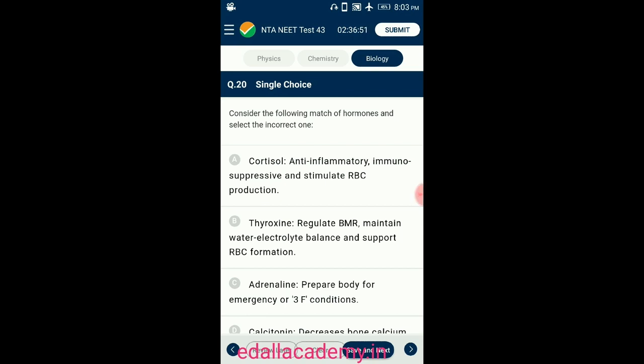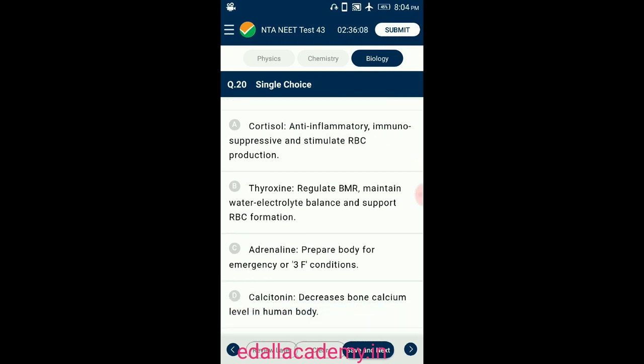Thyroxine regulates basal metabolic rate, maintains water electrolyte balance and supports RBC formation. Thyrocalcitonin is a long peptide hormone secreted by parafollicular cells of the thyroid gland, also called C cells. Its secretion is regulated by an increased plasma level of calcium by a feedback mechanism. TCT lowers calcium level in blood to normal by increasing calcium deposition in the bones, so it checks osteoporosis and stimulates excretion of calcium in the urine. So the answer for this question is option D. Calcitonin decreases bone calcium level in the human body.